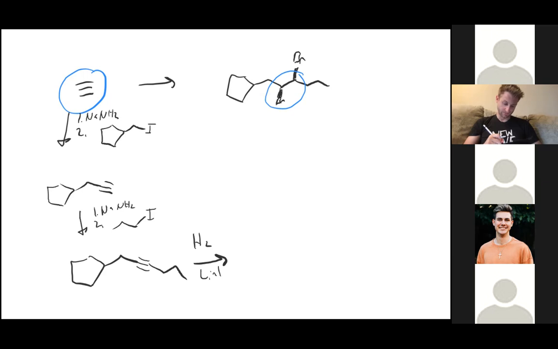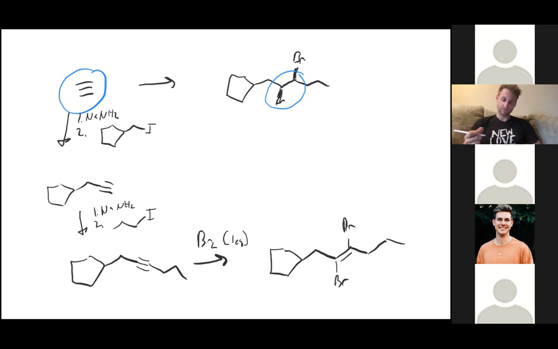Or you could do this the other way. You could just throw in Br2. Actually, that's probably easier. So throwing in Br2, one equivalent, lets us brominate here. We could then add an H2, platinum, and that's going to add syn, so that would give us this final product here.